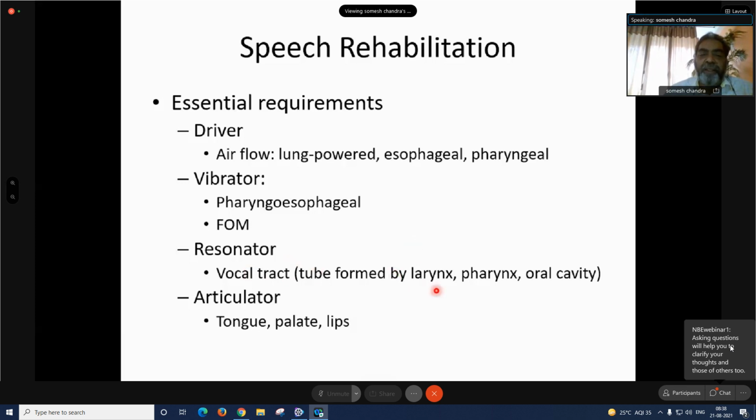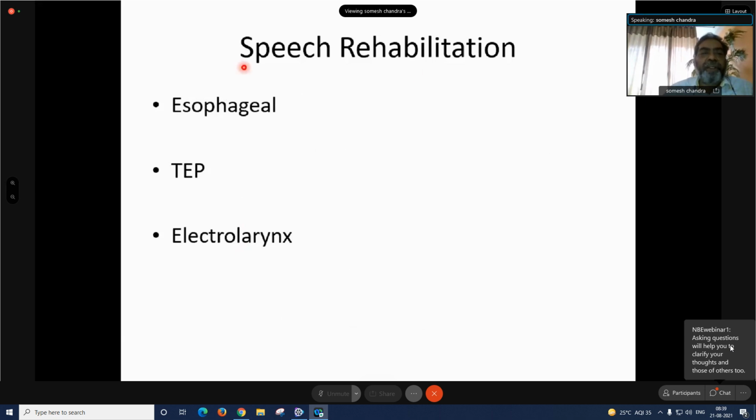The vocal tract is the tube formed by larynx, pharynx, and the oral cavity. And you need an articulator, which is obviously preserved after a laryngectomy. You need a driver, vibrator, resonator, and articulator. Speech rehabilitation: esophageal speech, TEP, and electrolarynx are the current options.